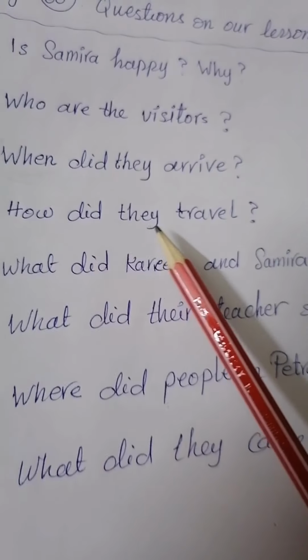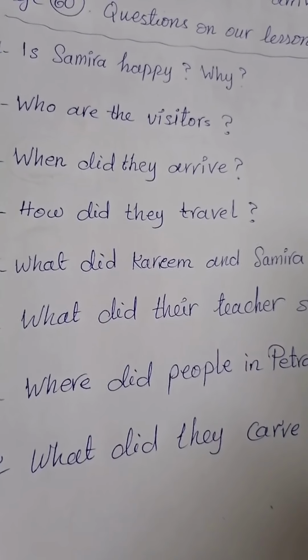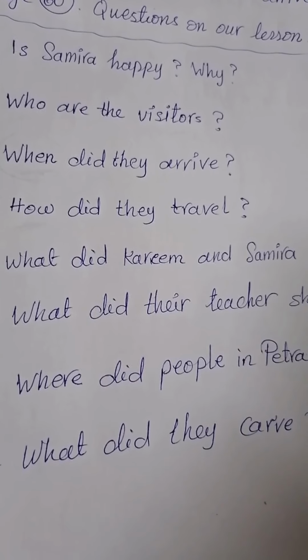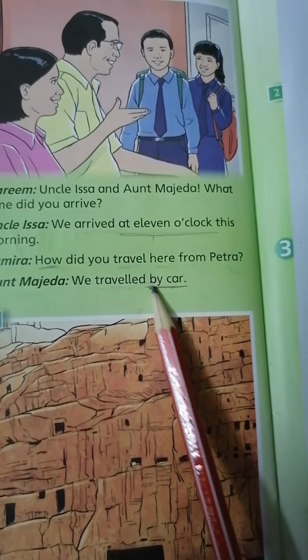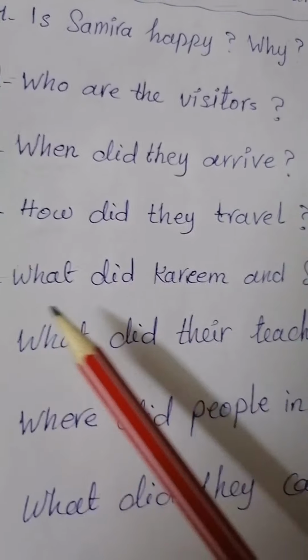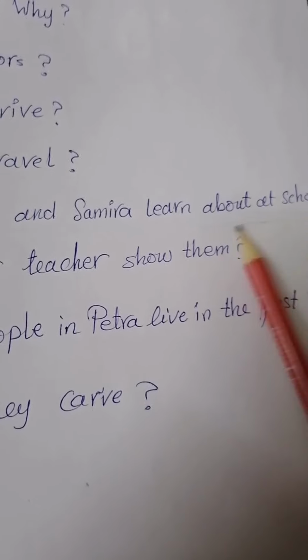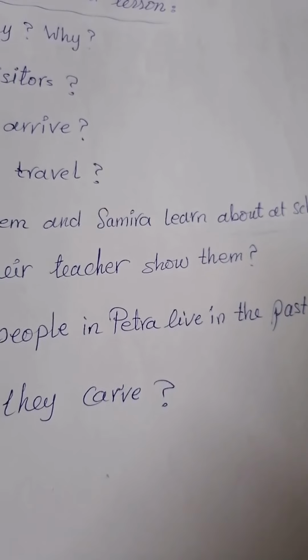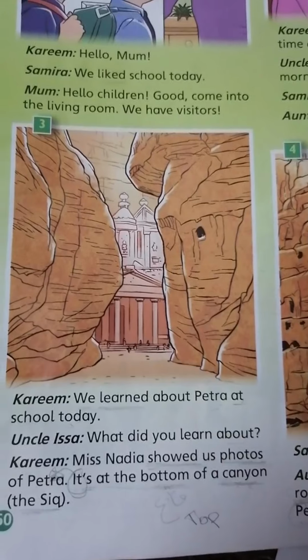Number four, how did they travel? How? We asked about how did they travel. Yes, they traveled by car. Number five, what did Karim and Samira learn about at school? What do you think? Yes, they learned about Petra at school today.